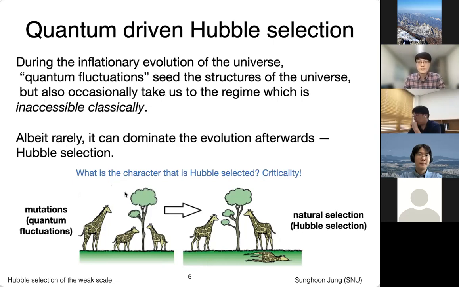So by taking an analogy with Darwin's natural selection, the random mutation corresponds to the quantum fluctuation. And some of the random mutations survive under natural selection because that's better for the survival. And quantum fluctuation sometimes is Hubble selected because that's related to the criticality, as I will describe in this talk today.